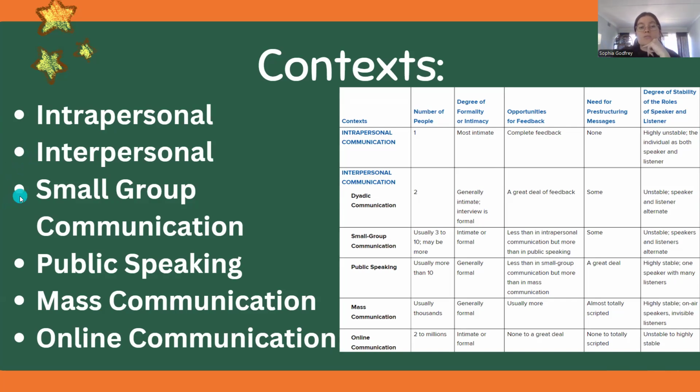Then we have small group communication. So this is like 3 to 10-ish. Honestly, small group, maybe even 3 to 5. That's kind of my brain and what I'd be thinking in there. 3 to 5, 3 to 8, but basically more than 2. That's going to be our small group communication. And we are literally going to be doing a small group project. So you'll be practicing some of that going on.